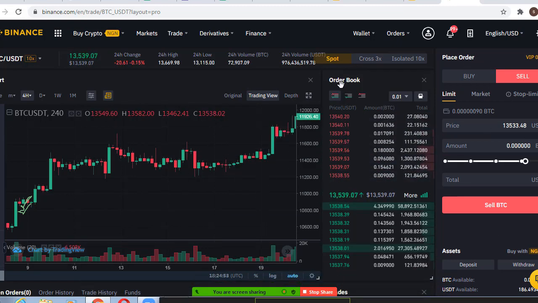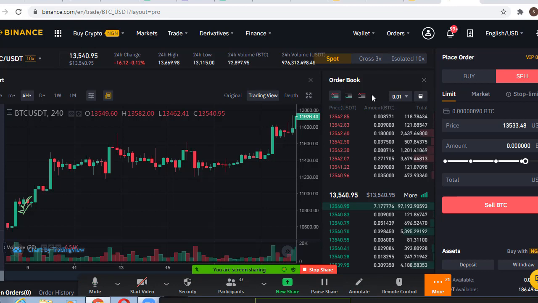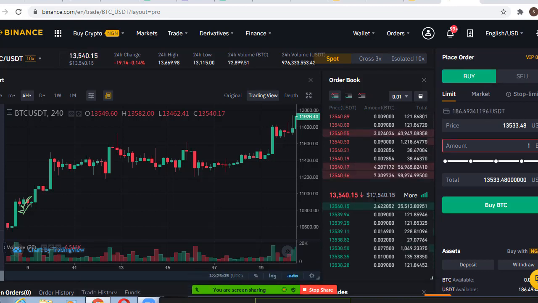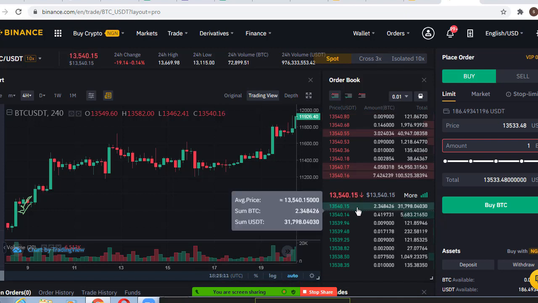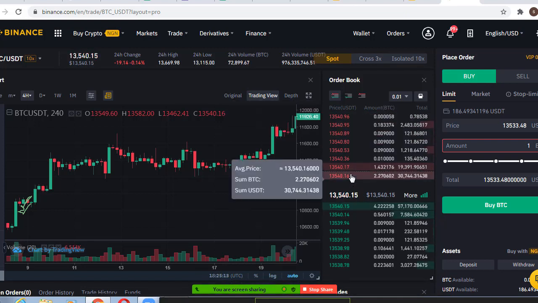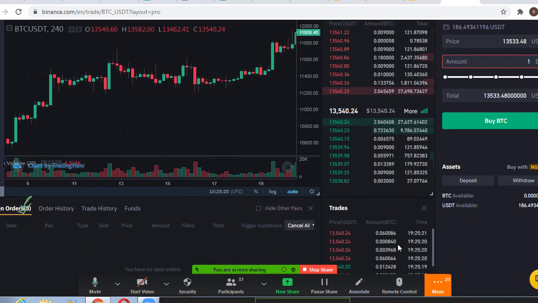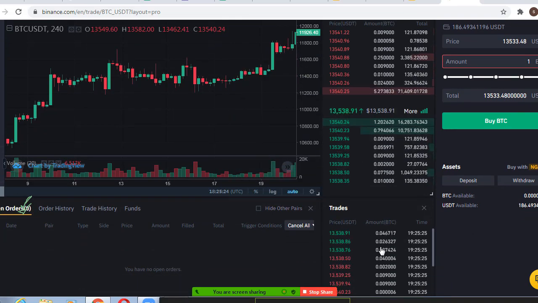Now there's another thing here called the order book. What is an order book? An order book is where your orders are being executed. Let's say, for example, you place a buy order. It will reflect in the order book, and it will match the price of a seller. When your order in the order book matches, it gives you what we call a trade here.